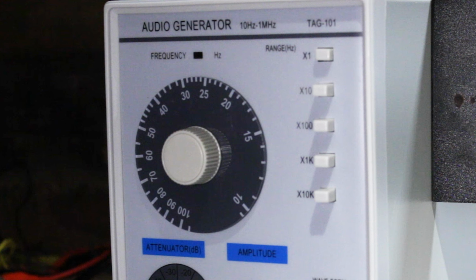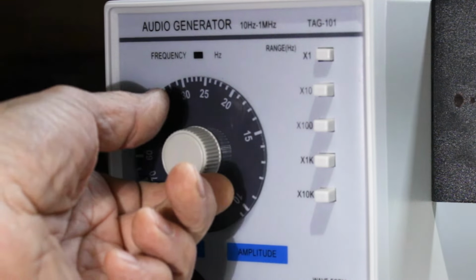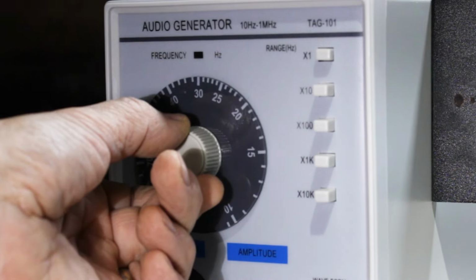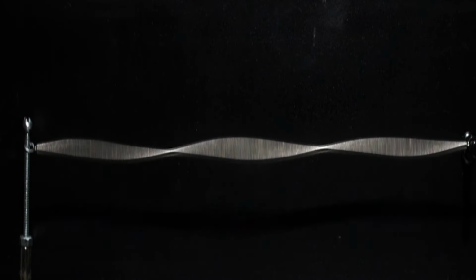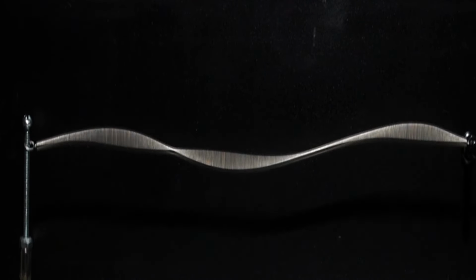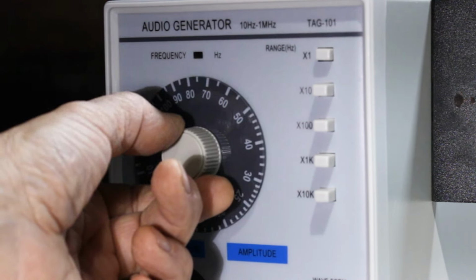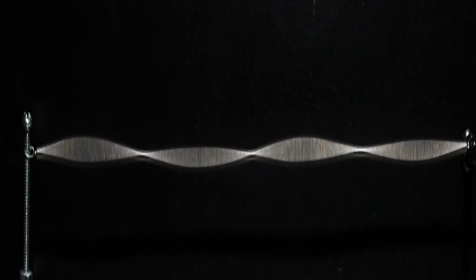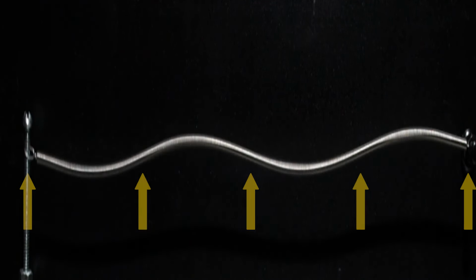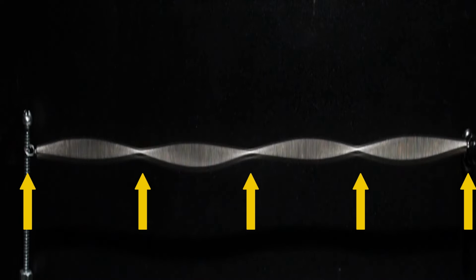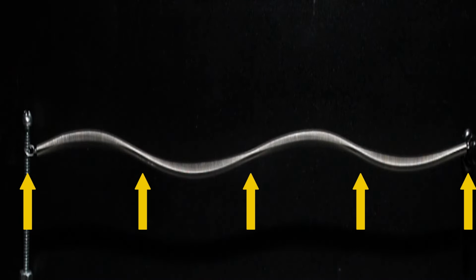Our spring currently has a frequency of 27 Hz, as you can see here on the dial of the frequency generator. We can increase the frequency, which changes the shape once again. Now we have 3 peaks. If we crank up the frequency even further, we get 4 peaks. As the sine wave oscillates between max and min positions, you can see that the nodes don't move.